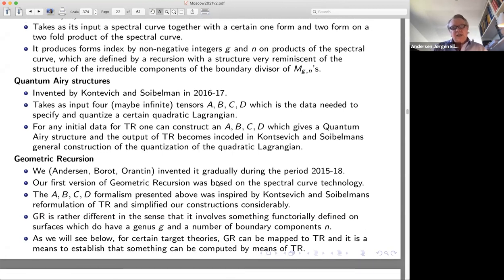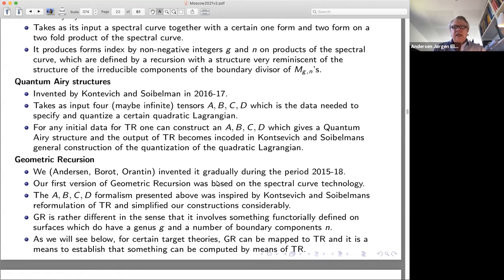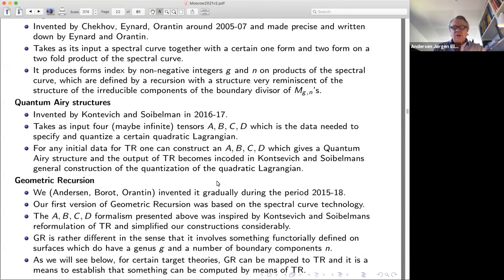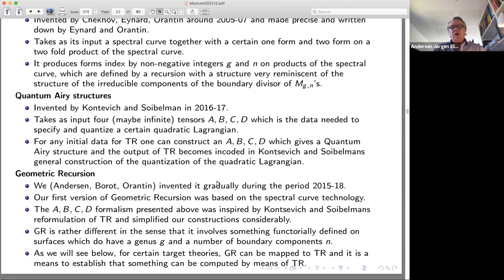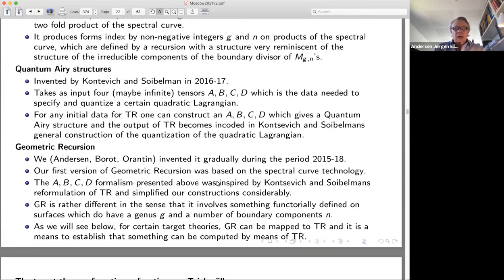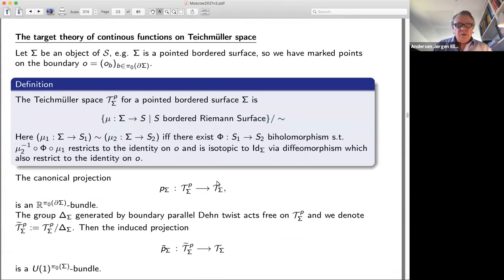But I stress that geometric recursion is really a very different gadget than the two previous ones, in the sense that it in some sense categorifies topological recursion. I mean, it becomes a functorial construction that can construct geometric objects on various spaces associated to surfaces. Okay, so let me actually show you specific examples.